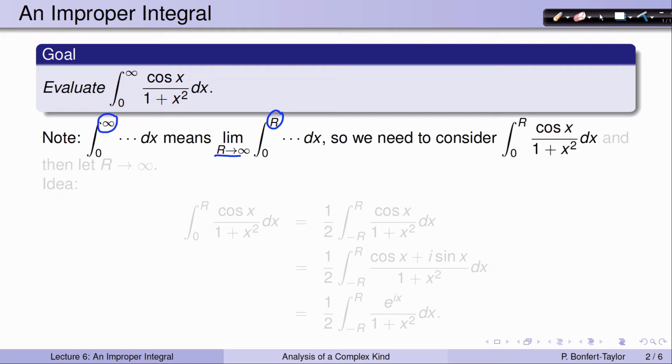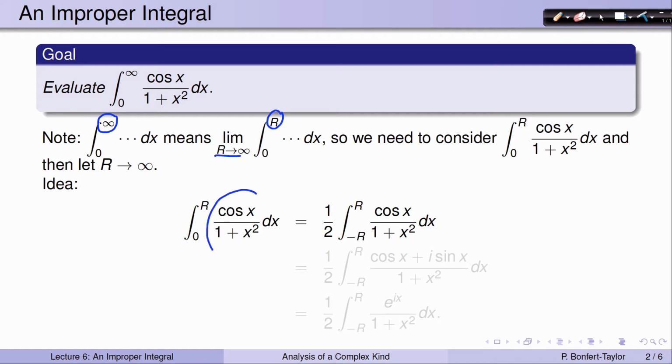And so we need to consider the integral from 0 to R of cosine x over 1 plus x squared dx. Again, this is a real valued integral, an integral on the real axis. And then we need to let R go to infinity. Here's the next idea. The integral from 0 to R of this function cosine x over 1 plus x squared is half of the integral when we go from negative R to R. The reason is that the function cosine x over 1 plus x squared is an even function.